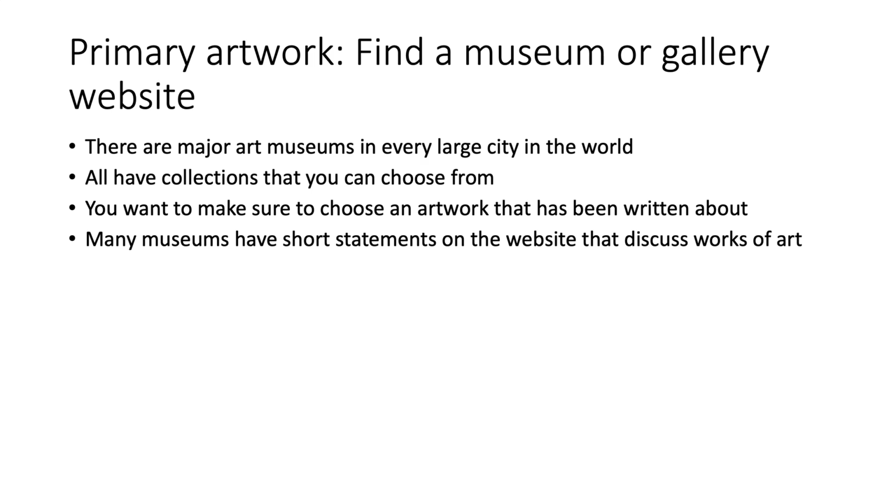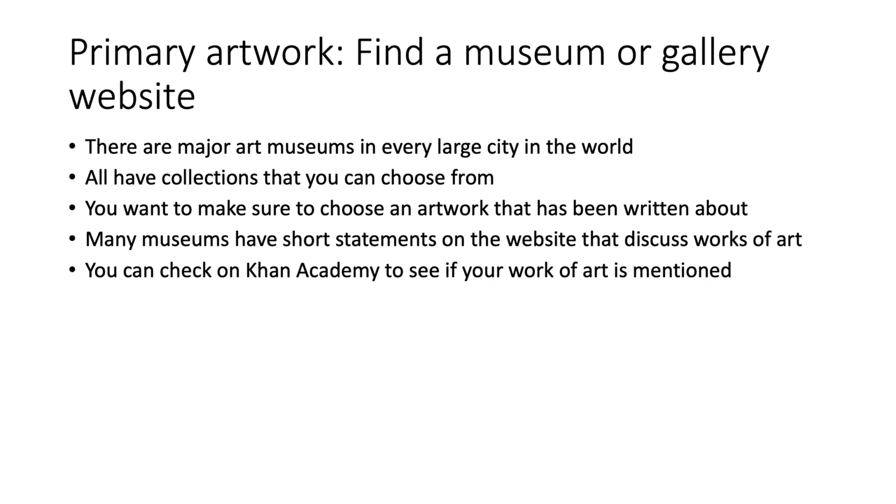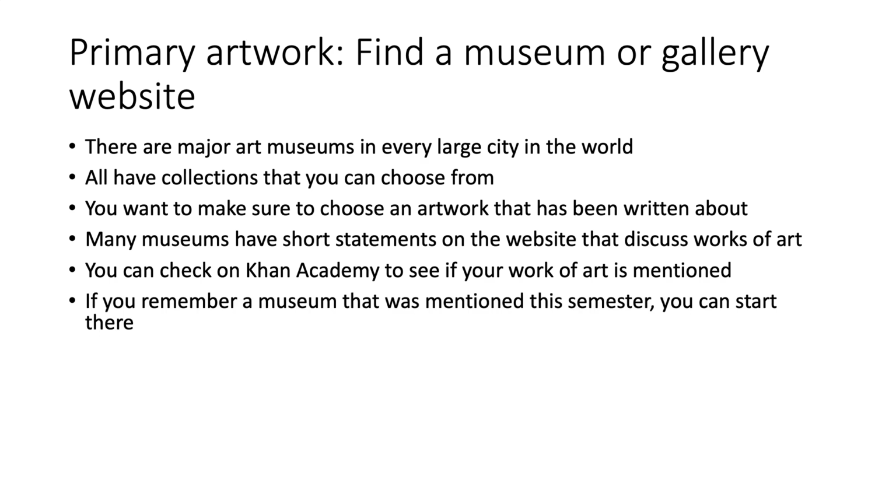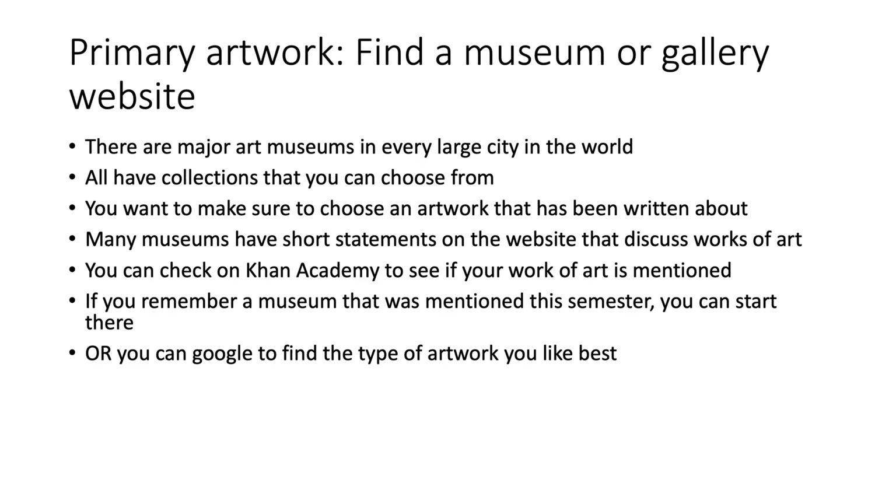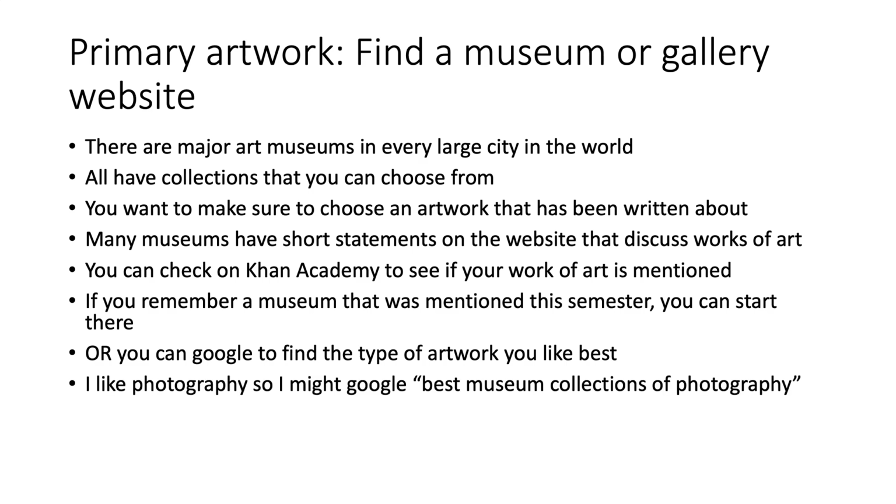Many museums have short statements on the website that discuss works of art. You can check on Khan Academy to see if your work of art is mentioned. That could give you some ideas. If you remember a museum that was mentioned this semester, you can start there. Or you can Google to find the type of artwork you like best. I like photography, so I might Google best museum collections of photography and see what comes up. Or maybe I want to find the best art museums in the US.